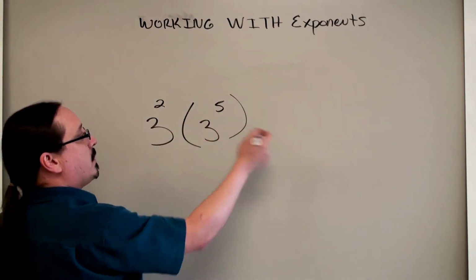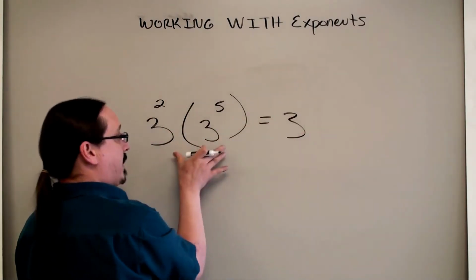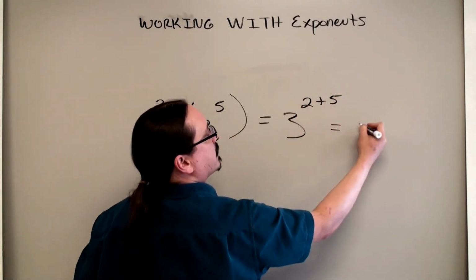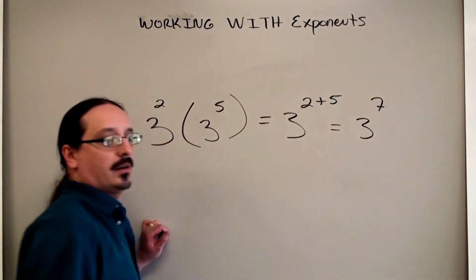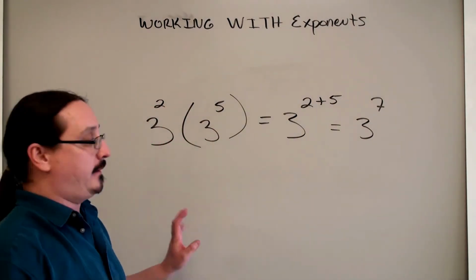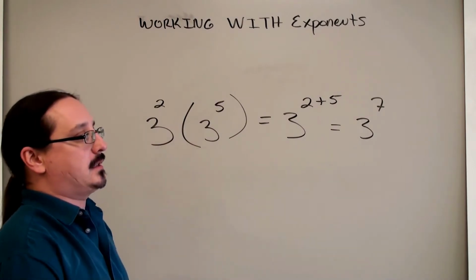Then we could just say, well, this is going to be 3, that base, and then we just add 2 plus 5, which is 3 to the 7th power. And that only works if they have the same base.